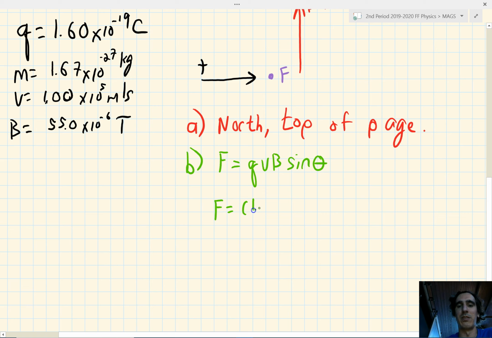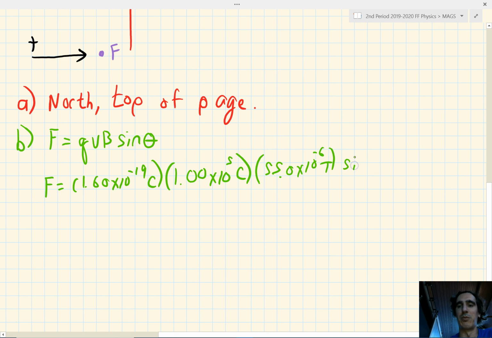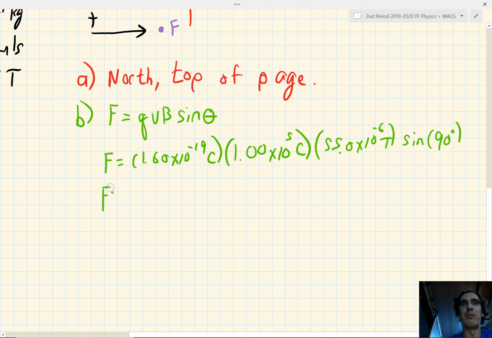So the force is 1.60 times 10 to the negative 19th coulombs times 1.00 times 10 to the 5th meters per second times B, 55.0 times 10 to the negative 6 teslas times the sine of 90 degrees, which is 1. When we plug and chug, we get a force to be 8.80 times 10 to the negative 19th newtons.